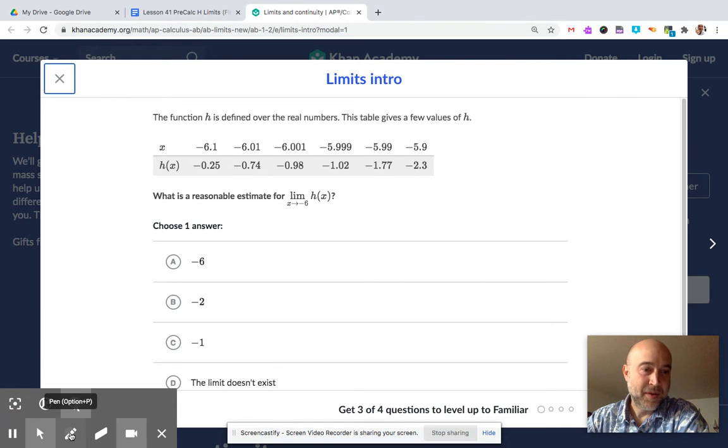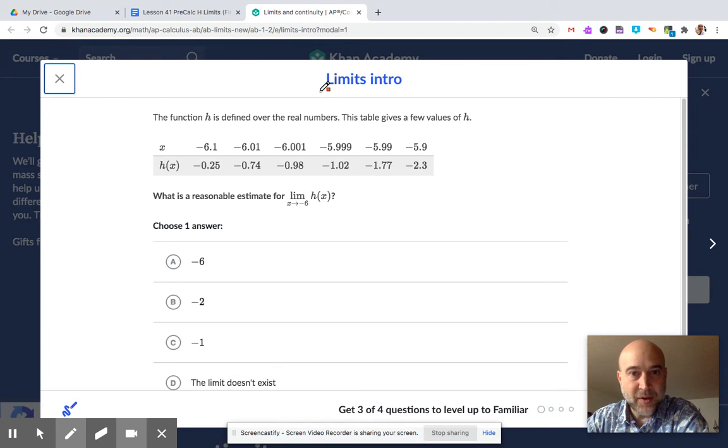Hello. Let's see. We are doing limits intro. Let's analyze what the question's asking us to do. They're talking about a function h is defined. Where is it defined at? Over the real numbers. That just pretty much means everything that we usually deal with outside the complex field. They're giving us a table, and it gives a few values of h.